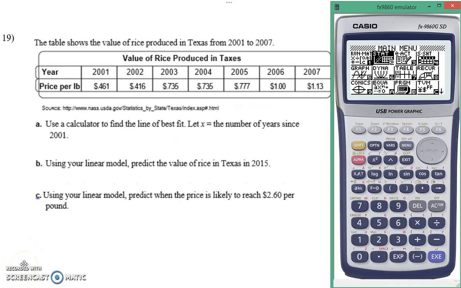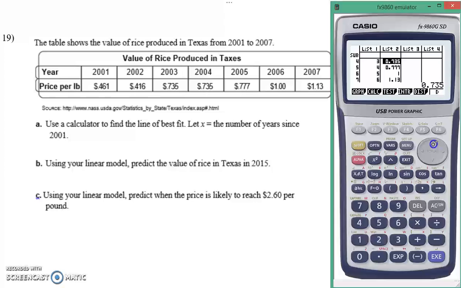Okay, so next, kind of skipping ahead, I want to look at number 19. So this is an example of a linear regression problem. So it has the rice produced in Texas from 2001 to 2007. So it wants you to use x being the number of years since 2001. So that means when you go into your stat in your calculator and you start at list 1, your first value should be 0 because 2001 is 0. And then you go up as like how many years since 2001. So 2002 is 1 year since 2001, so next is 1 year. And then 2003 is 2 years, so then we have 2. And then 2004 is 3 years, so then so on and so forth up until 6.